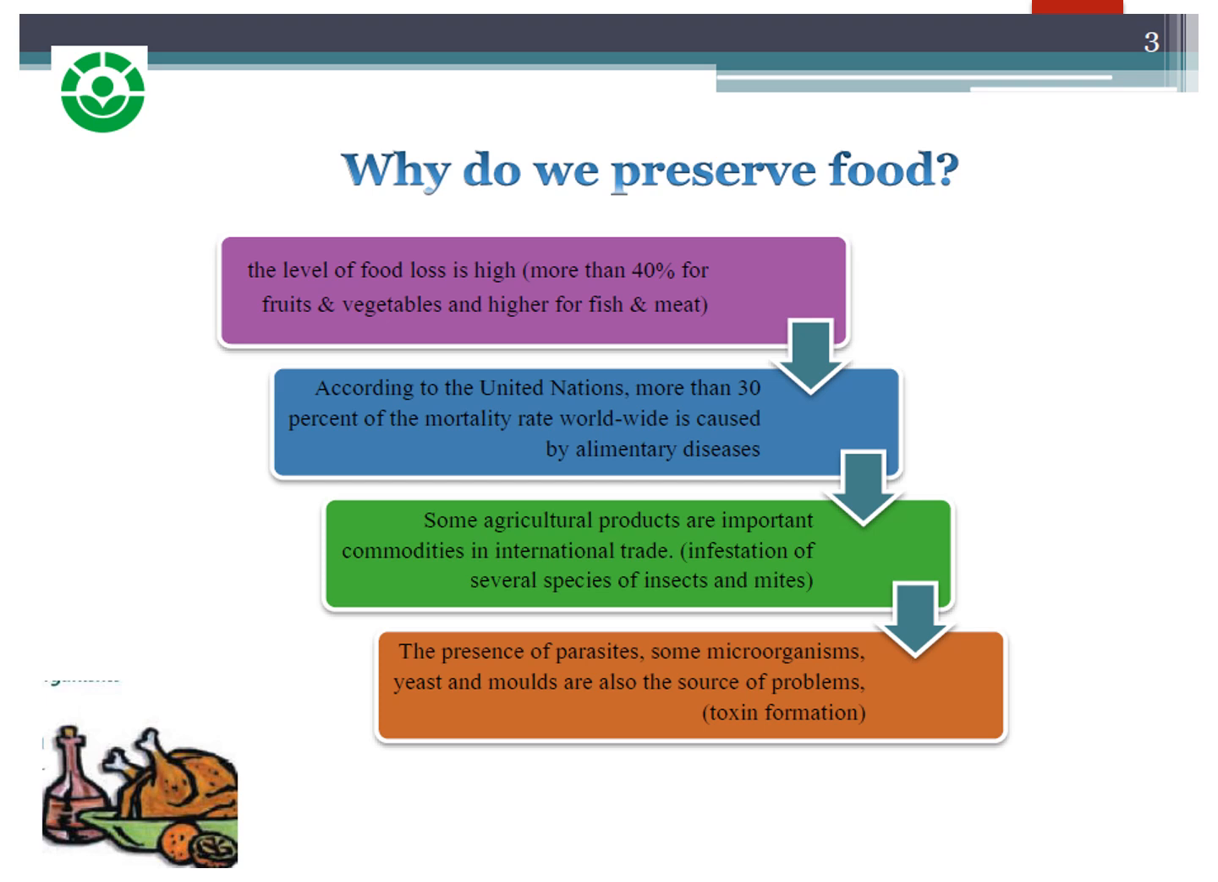Some agricultural products are important commodities in international trade. The presence of parasites, some microorganisms, yeast, and molds are also the source of problems. Food materials are damaged by a variety of elements such as the environment, microorganisms, rats, and other situations. Food preservation is required to prevent food from being wasted, polluted, or spoiled.